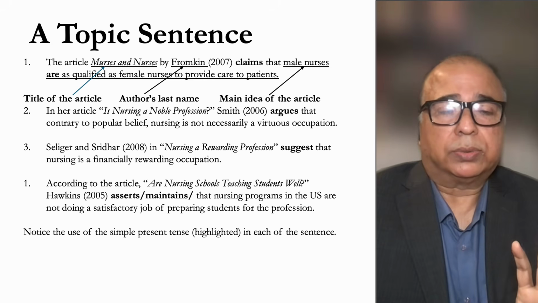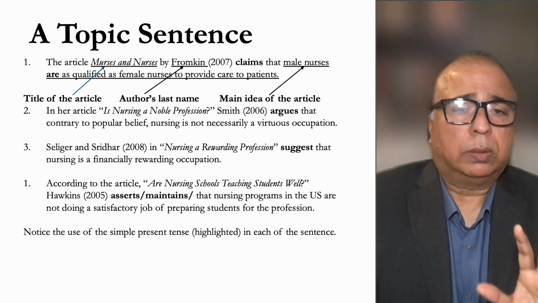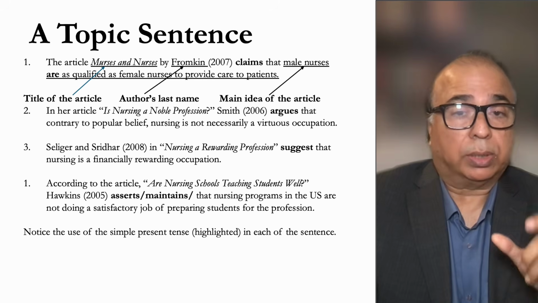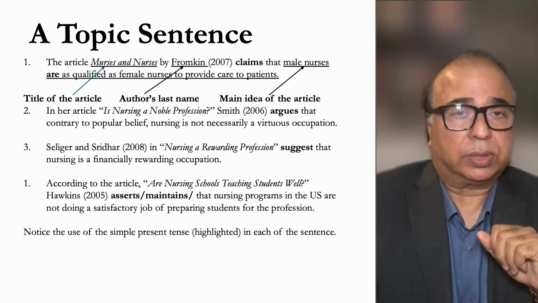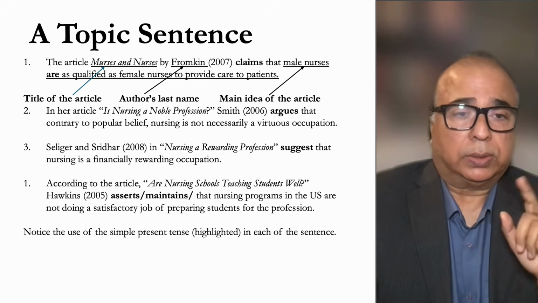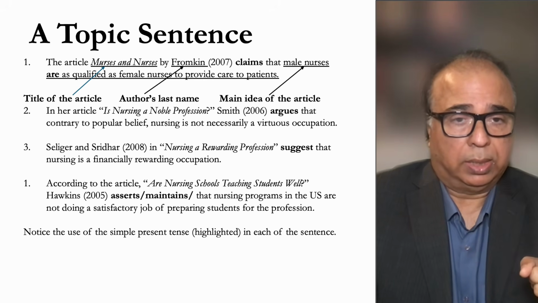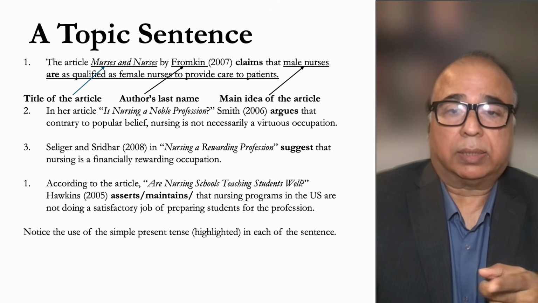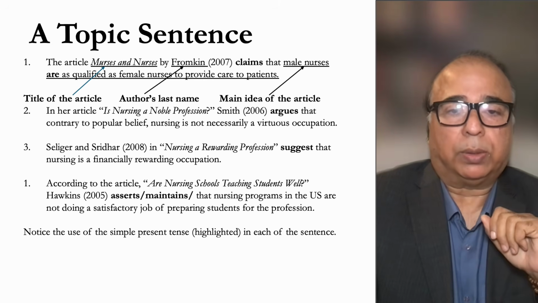Let's look at a topic sentence. This is how a typical academic summary begins. The article, Nurses and Nurses by Fromkin, 2007, claims, the reporting verb, claims, argues, maintains, contends, that male nurses are as qualified as female nurses to provide care to patients. So notice, the writer does all 3 things in the topic sentence. Title of the article is mentioned, Nurses and Nurses. The author's last name, Fromkin, is mentioned, and then the main idea. I have underlined the entire main idea for you. Male nurses are as qualified as female nurses to provide care to patients.